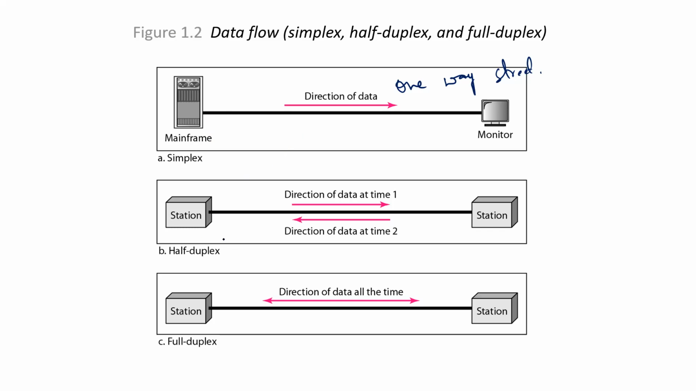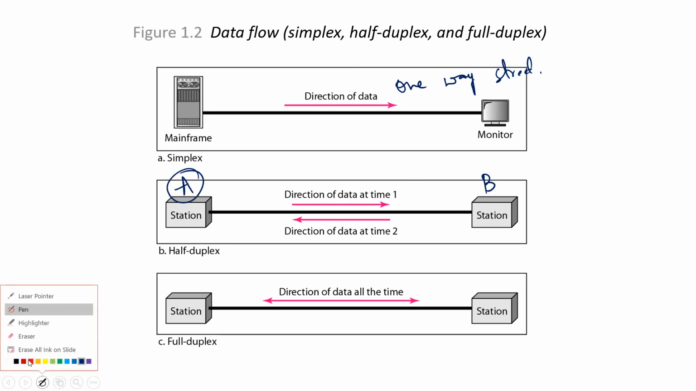Then the next we have is half duplex mode. In the case of half duplex, each station can both transmit and receive. So if we have two computers, both of them can transmit and receive, but not at the same time. If we name them A and B, if A is transmitting, then B should only receive. It cannot transmit its own data. And if B is transmitting, A should only receive. It cannot transmit its own data.